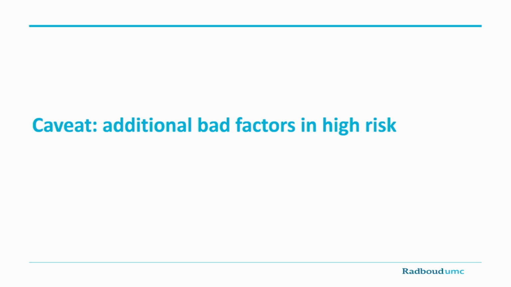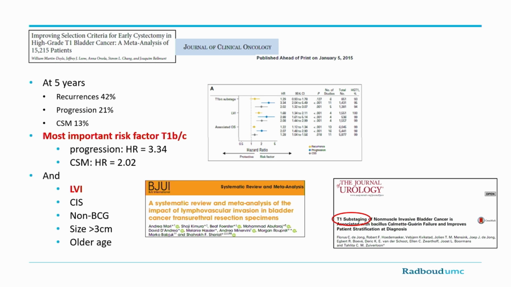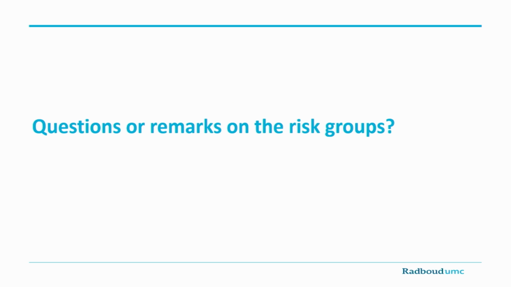There are additional bad factors for high risk, and one of the things that I'm already amazed about for years that is not in the guideline is the T1 subclassification. So a small, superficial T1 definitely has a better prognosis than a large invading T1, which is almost a T2. Ashish also mentioned that, and I think that's really something that you should ask your pathologist to look at, and then the rest you know, lymphovascular invasion, CIS, etc. But also make sure that you ask about the T1 subclassification. Any questions or remarks on the risk group, maybe from the faculty or from the audience? If so, we can look at that.